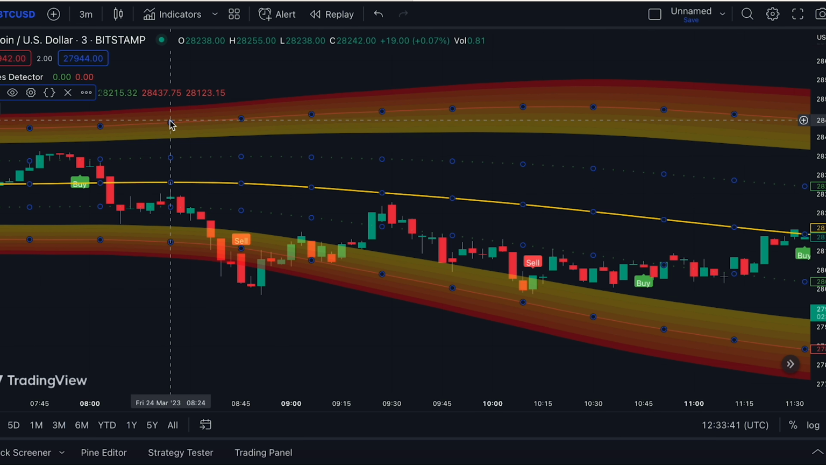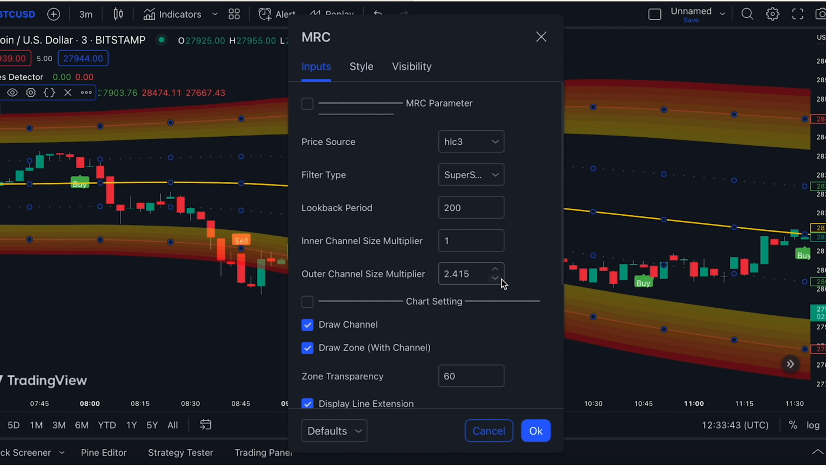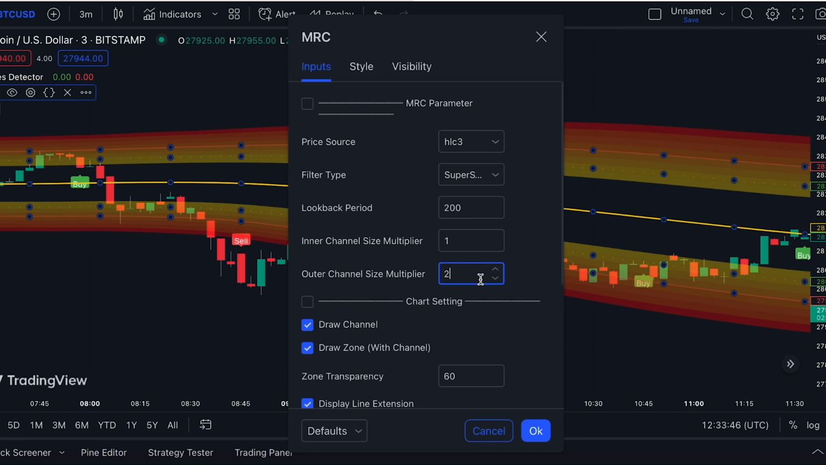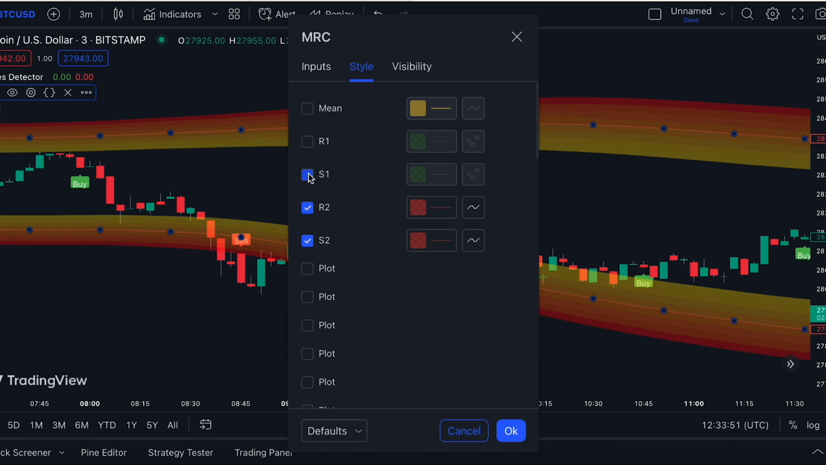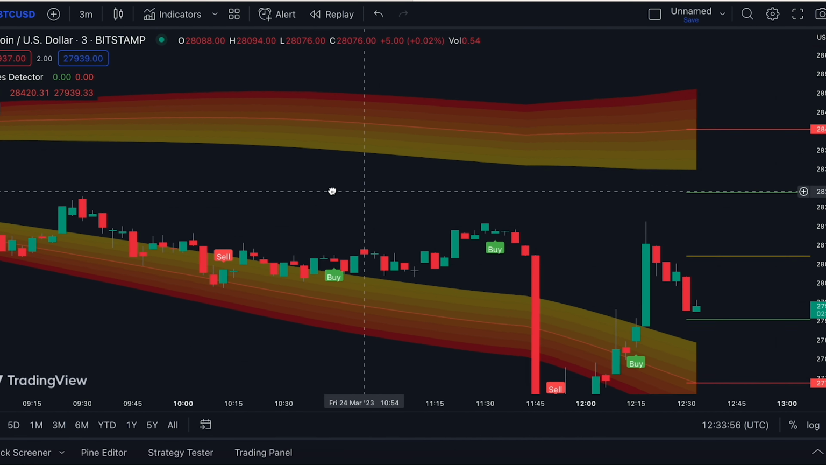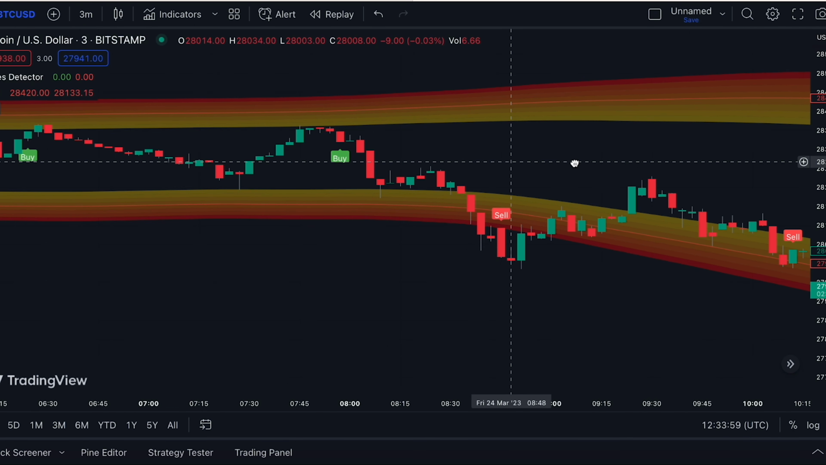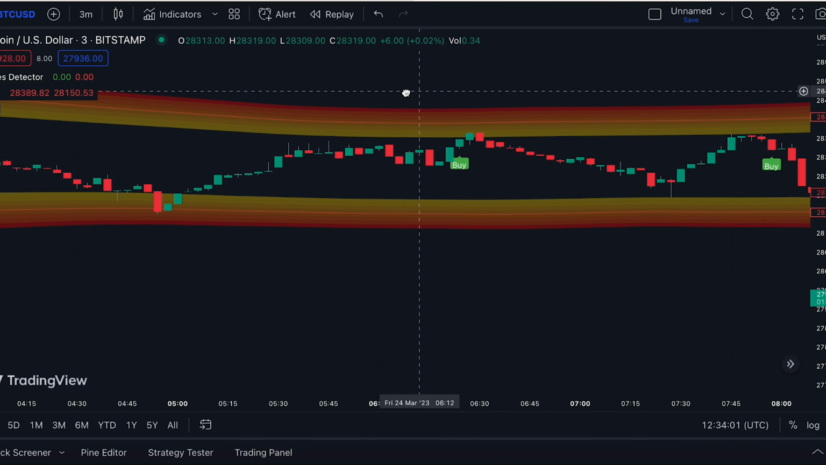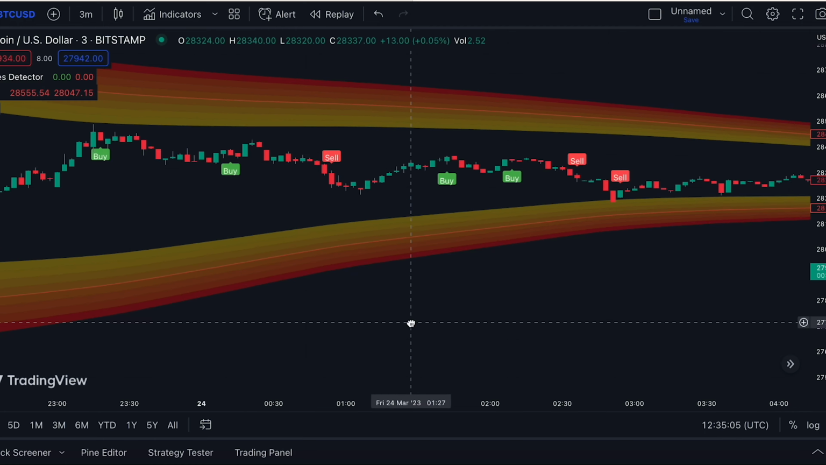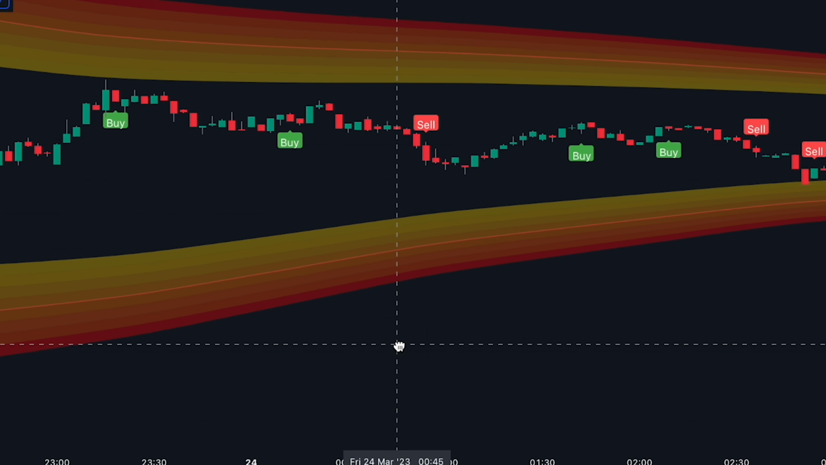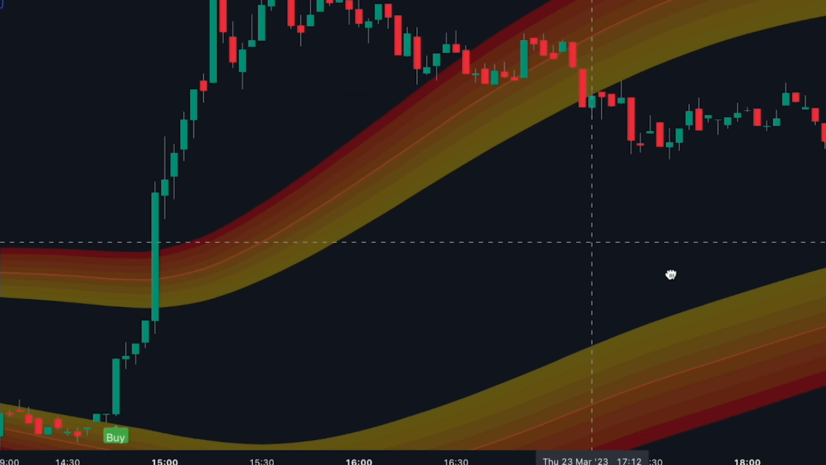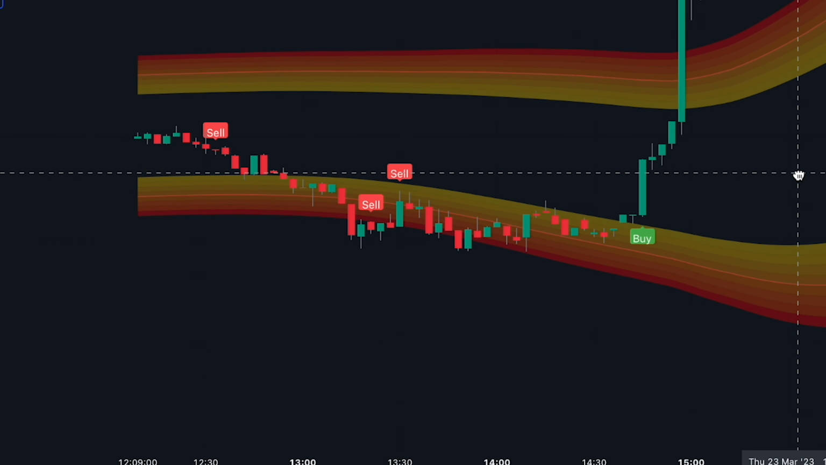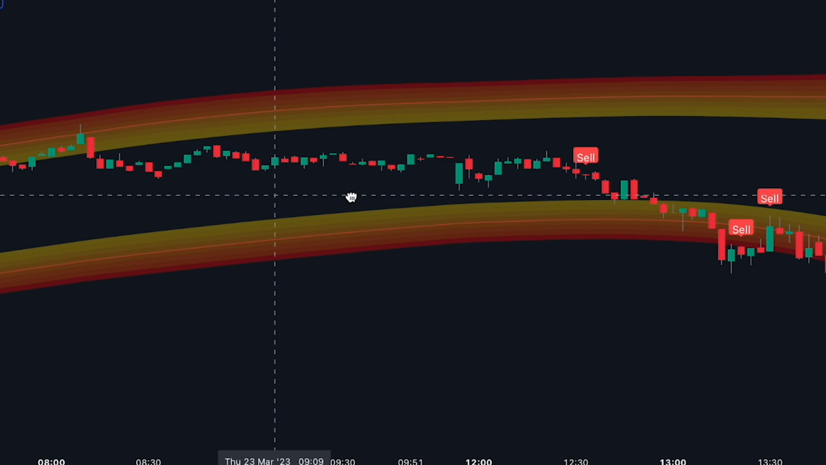This indicator identifies strong and weak overbought and oversold levels by combining the channel, the main reversion line, and the support and resistance lines. We will need to make some minor adjustments to the settings, so open the inputs and change the outer channel size multiplier from 2.415 to 2. When the price approaches or enters the upper channel, this indicates overbought market conditions, and traders usually place sell orders around this area, causing a price decline.